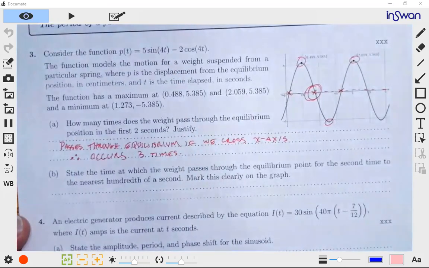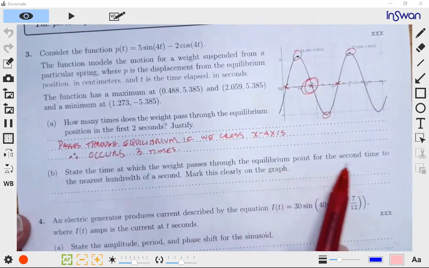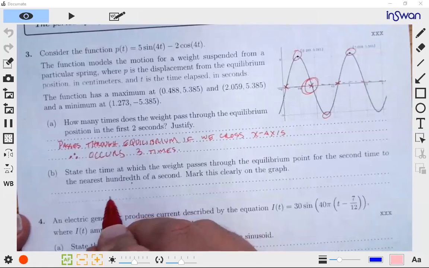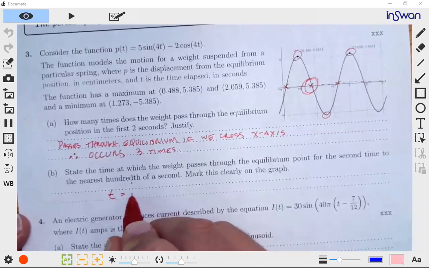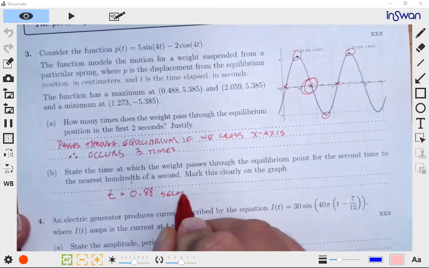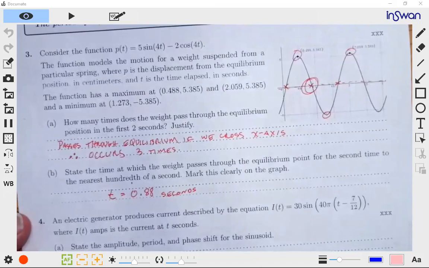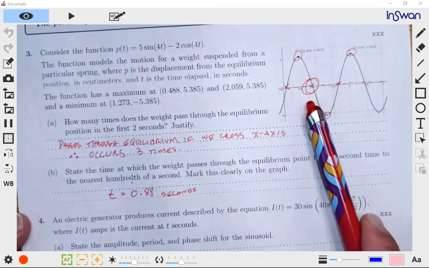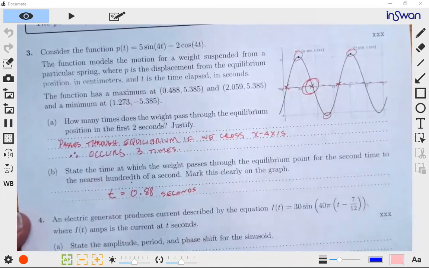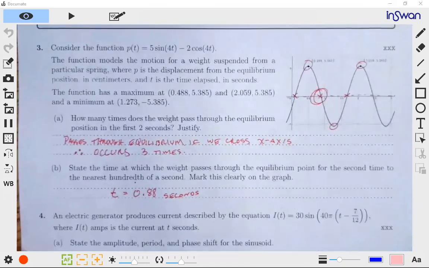And so, state the time at which the weight passes through the equilibrium point for the second time to the nearest hundredth of a second. That time is going to be 0.88 seconds. Okay, and we've marked that point clearly on the graph. Okay. So that is our first problem. We'll look at number 4 in our next video.